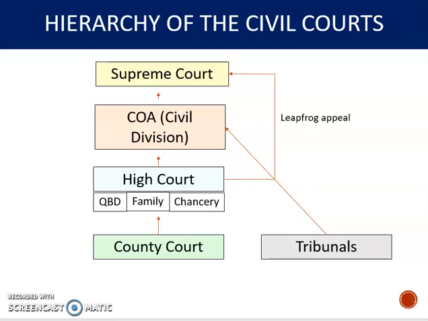If you remember this slide from a previous video tutorial, we've got our civil court hierarchy here from county up to the supreme, and we can see that tribunals are running alongside. So they're not strictly part of our court system, but they run alongside it. And what I mean by it being possible for a tribunal to join the court system is this arrow that you can see here.